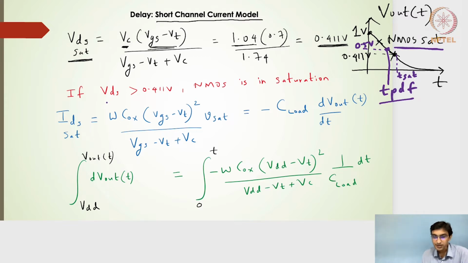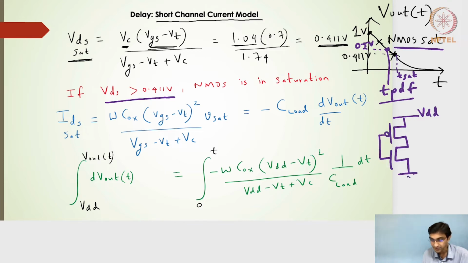Till VDS from 1 volt, VDS or V out, it's the same thing, because in an inverter circuit, we know that PMOS and NMOS, if I draw, this is my VDD value. This is my PMOS connected to the NMOS, right? So this is my NMOS value. And then this is my V out, which is nothing but the VDS value, drain and source, right? So till VDS is greater than 0.411 volts, NMOS is in saturation.